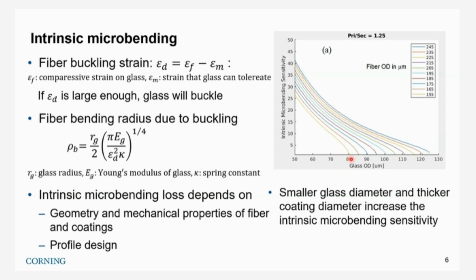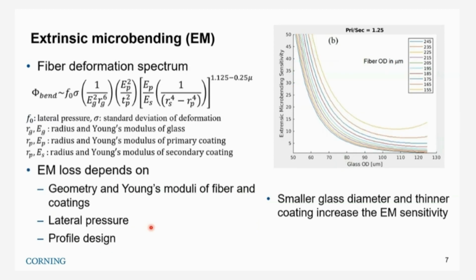This is why if you make 80 micron glass diameter, you have to put in the low index trench to reduce microbending. You cannot use a simple step index, otherwise the microbending loss is too high, right? So of course, you can change the geometry and mechanical properties of fiber coating, and also use a different profile design to improve the intrinsic microbending.